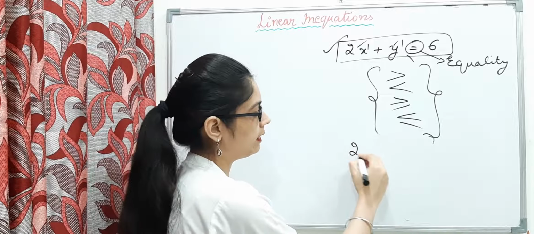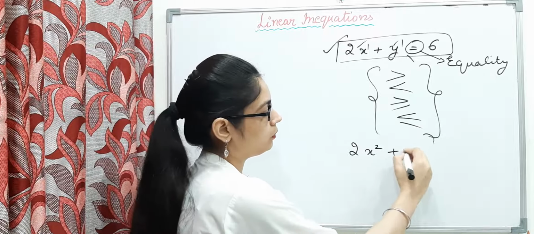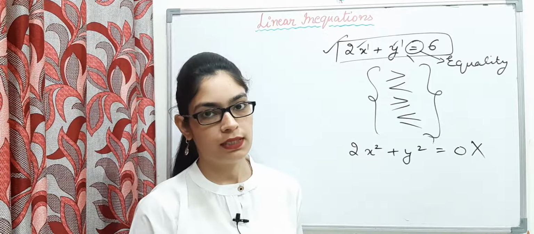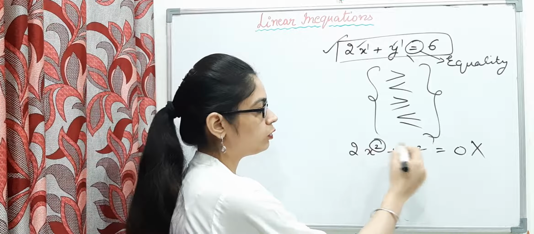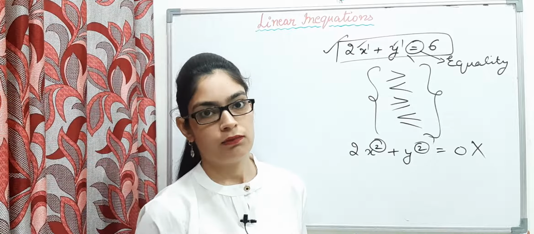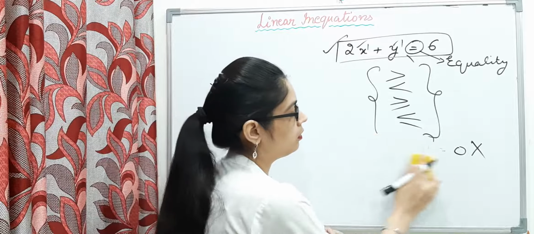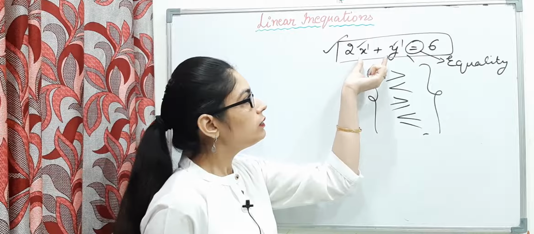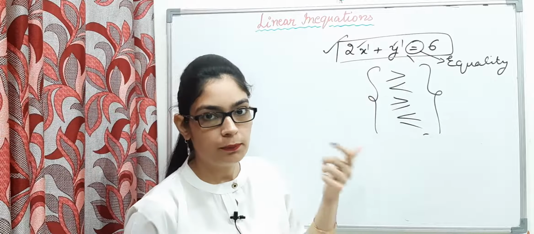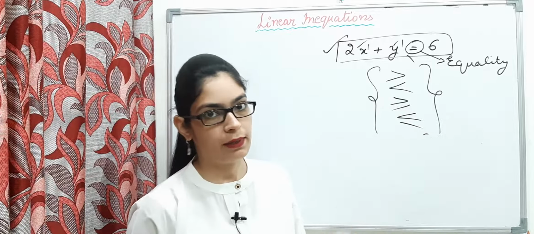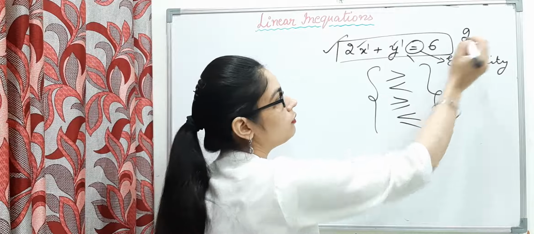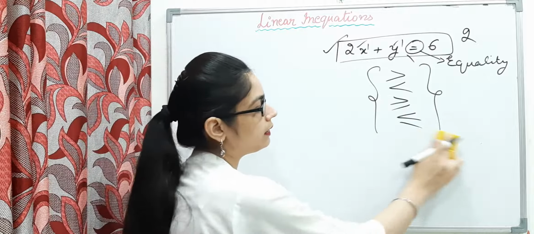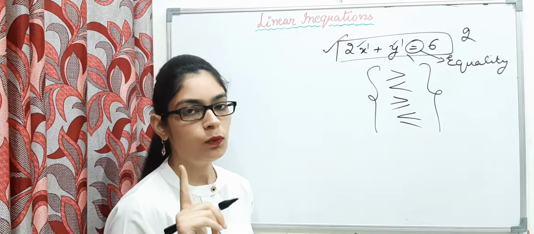So if I take 2x square plus y square is equal to 0, this is not an example of a linear equation. So the degree should be 1, only then the given expression will be linear. And this example I took is in two variables. See, two alphabets are there, x and y. That means this is an example of a linear equation in two variables. So here we will only deal with linear inequations in one variable.